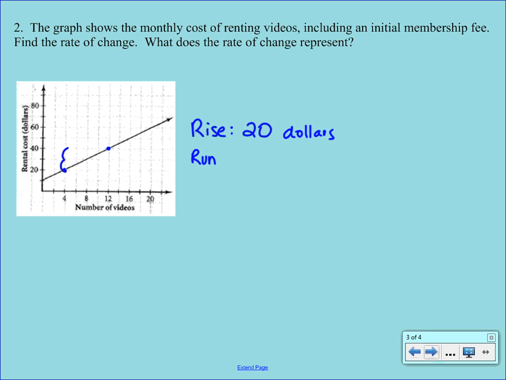The run looks like you're going over 4 squares, but we actually went from 4 to 8, so we actually went over 8 squares, or 8 units, so that would be 8 videos.